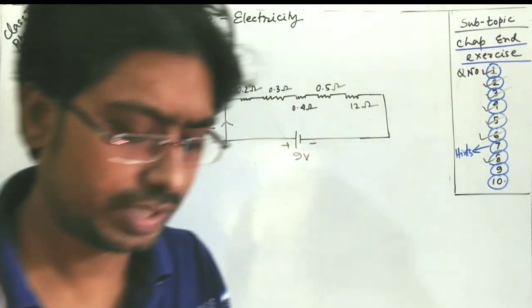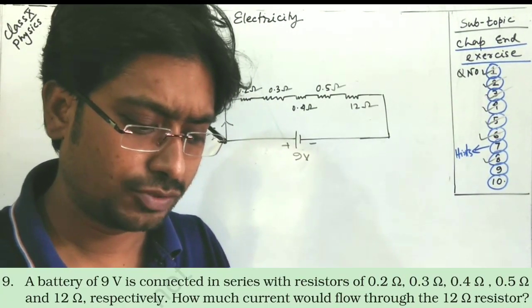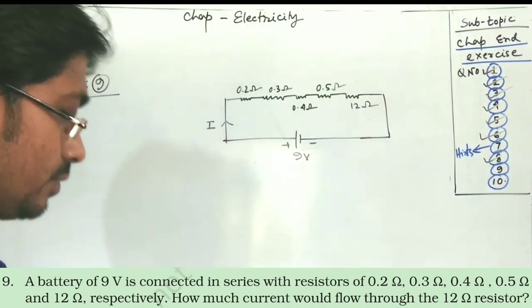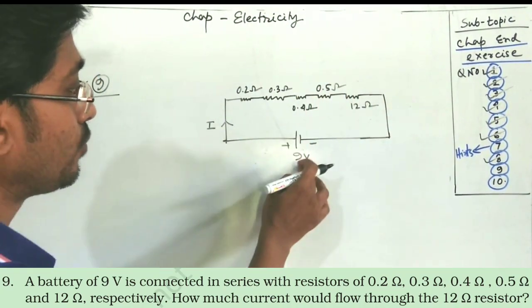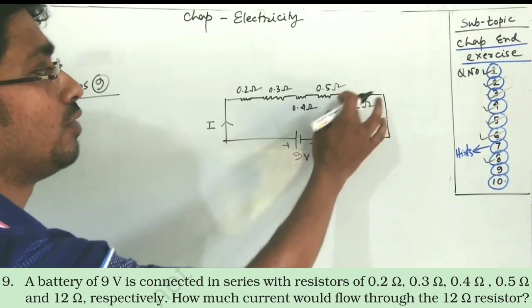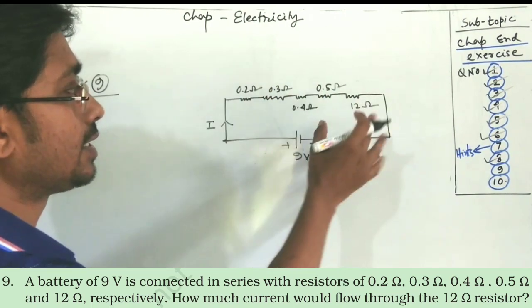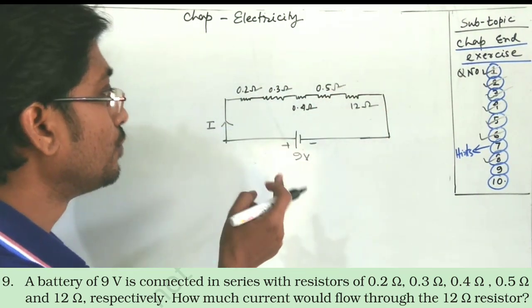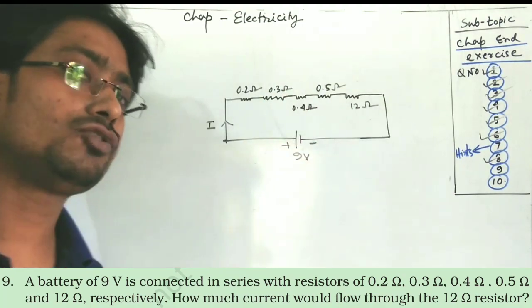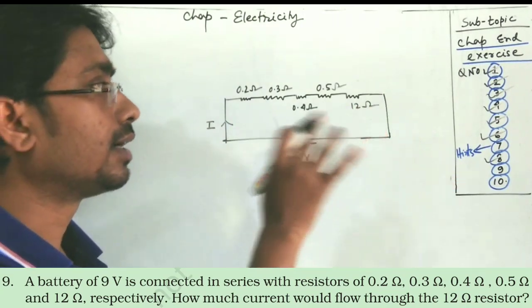And now question number 9. What is question number 9? A battery of 9 volt is connected in series with the resistances 0.2 ohm, 3 ohm, 0.3 ohm, 0.4 ohm, 0.5 ohm and 12 ohm. Then find the current flowing through the 12 ohm resistance. As students, you can see all the resistances are connected in series. So if we find the current in the circuit, then it will obviously be the current in the 12 ohm resistance, because there is no other way the current will pass.